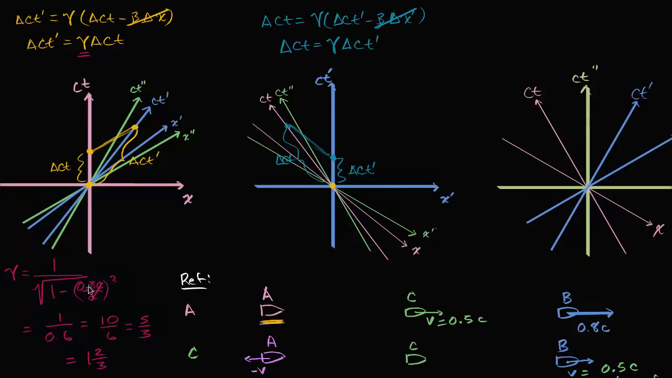Because remember, we're taking V over C, and so whether it's either V or negative V, when you square it, it gets the same value. So once again, gamma is going to be 1 2/3.